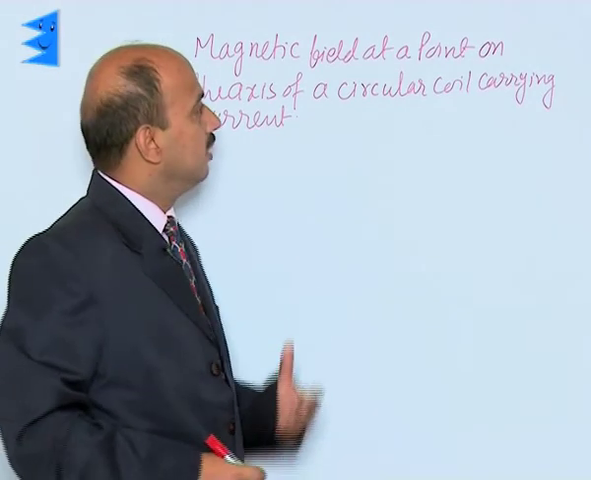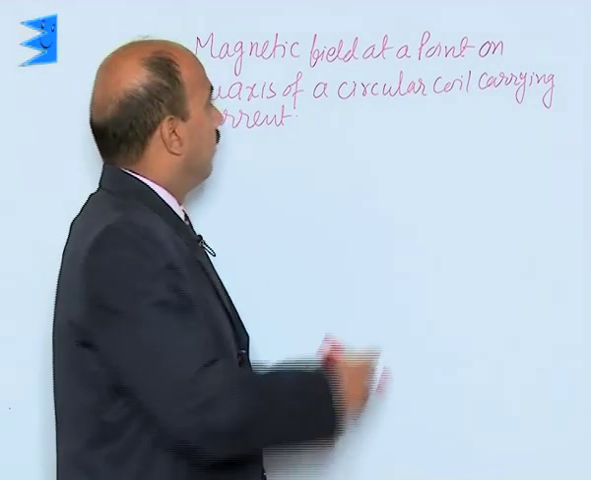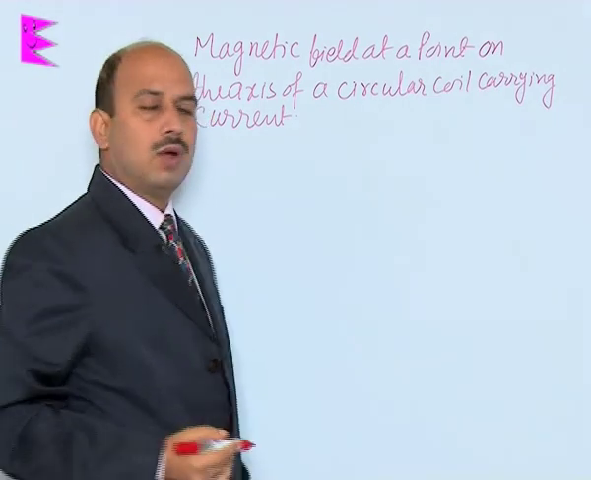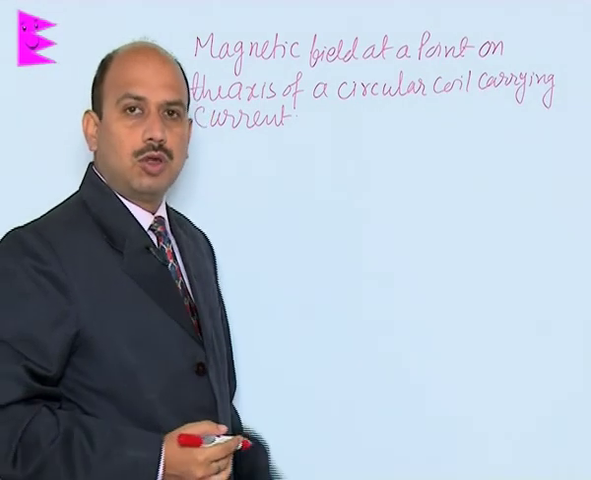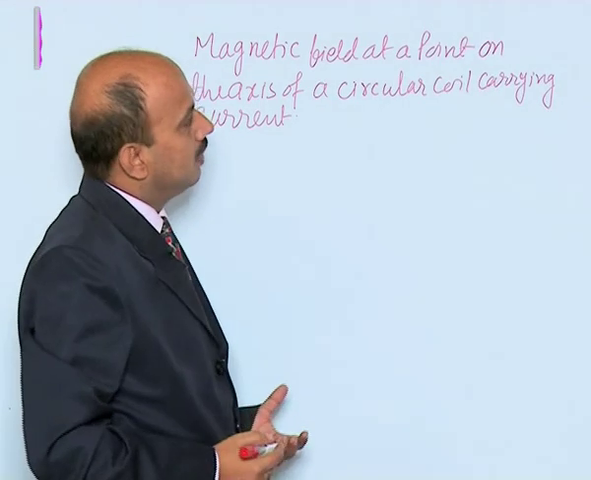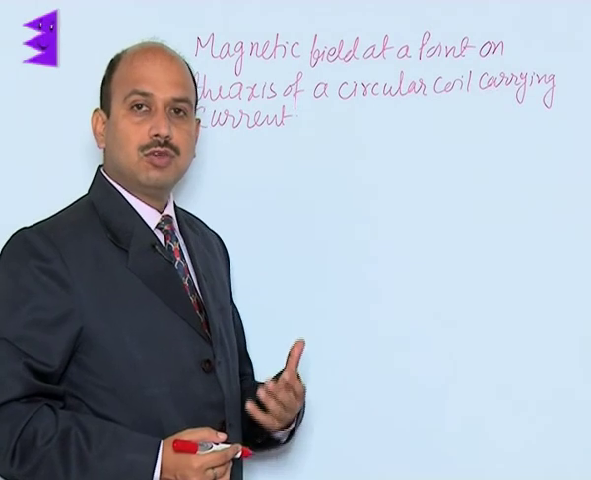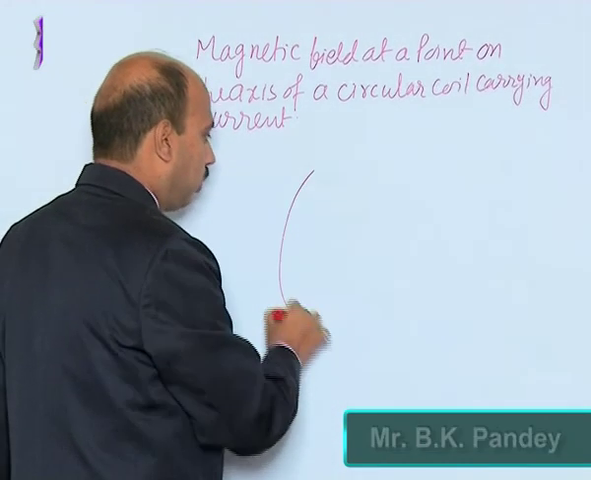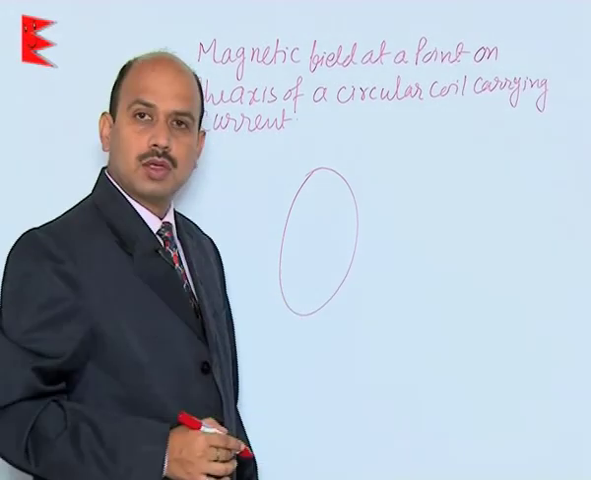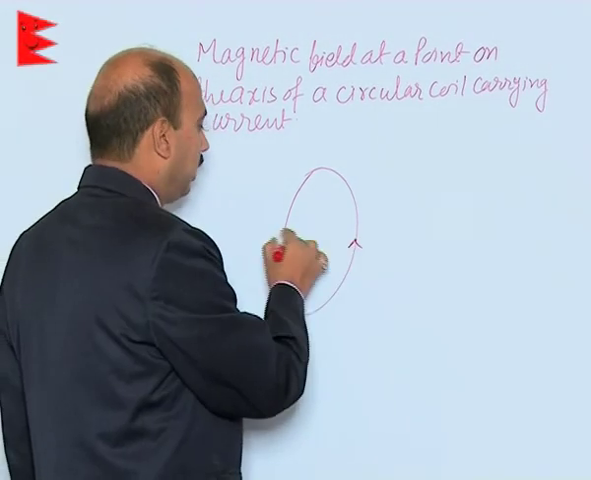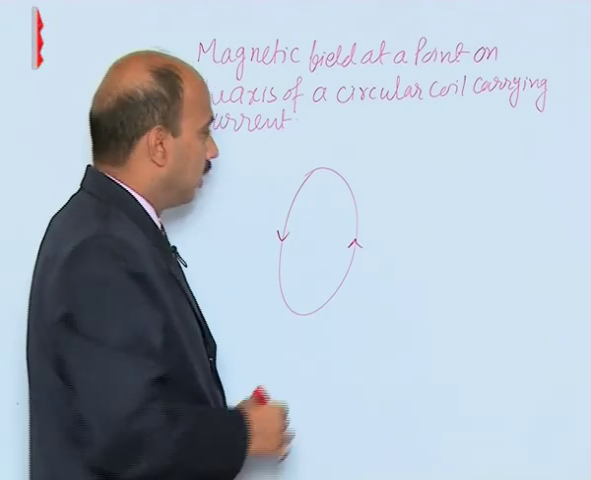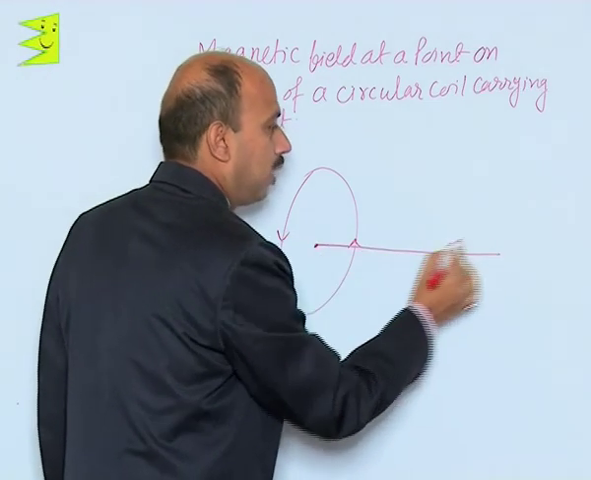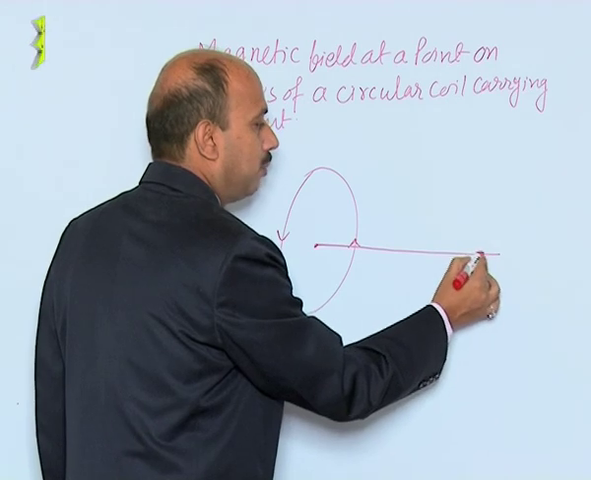Now see application of Biot-Savart law. First one is magnetic field at a point on the axis of a circular coil carrying current. So now see here, we have to calculate magnetic field at a point on the axis of the given circular coil. Suppose we have taken a circular coil like this, where the current is flowing in anti-clockwise direction, and this is the center of it, and now we have to calculate magnetic field at any point here, P.